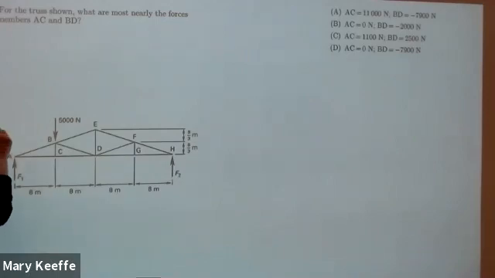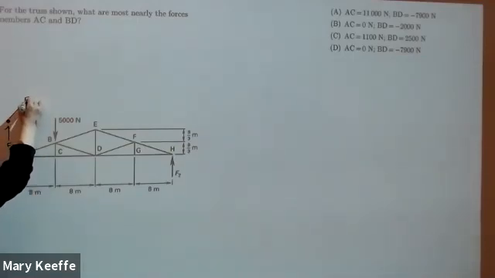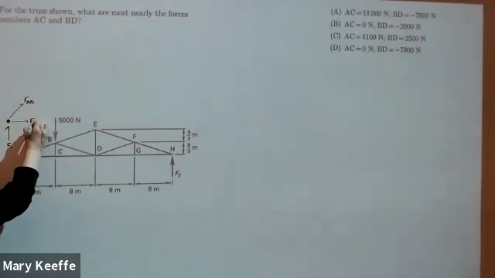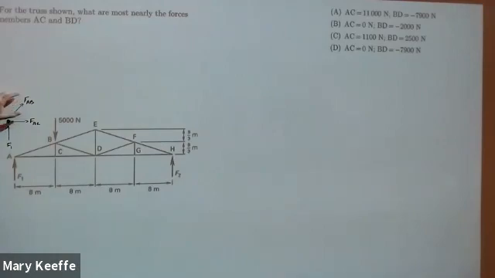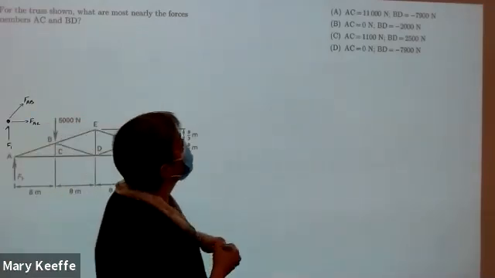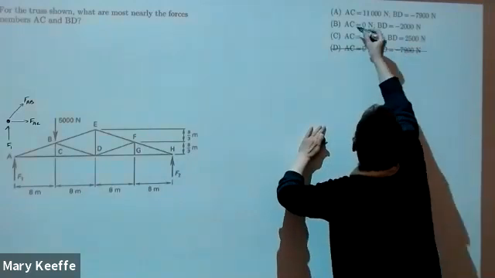If I look at pin A, I've got this F1, and then I've got the force from AB, and I've got the force from AC. Now, the force from AB, its Y component can balance that out. But it has an X component, and its X component is going to be balanced out by this FAC. So there's no way that the internal force in AC can be zero. Absolutely no way. So that means I can toss this one and I can toss this one.